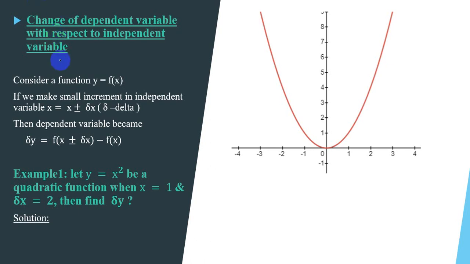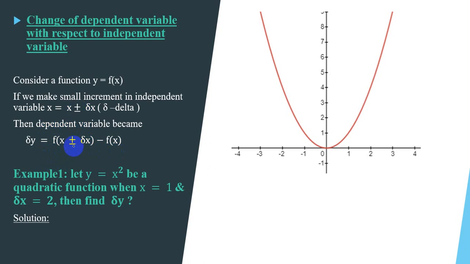So I have written a definition of the scenario, how it will happen. I have supposed a function, generally y is equal to f of x, and if I want to make a small increment in the independent variable, x plus delta x, where delta x is any small increment I am adding or subtracting from the original independent values, then my dependent variable change will become delta y is equal to f of x plus minus delta x minus f of x.